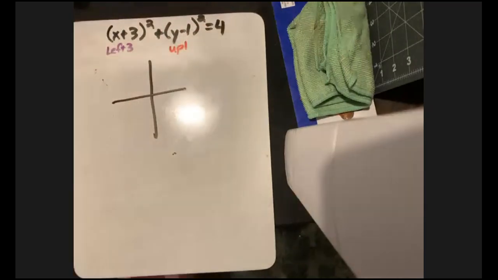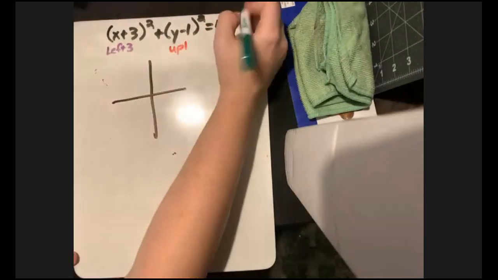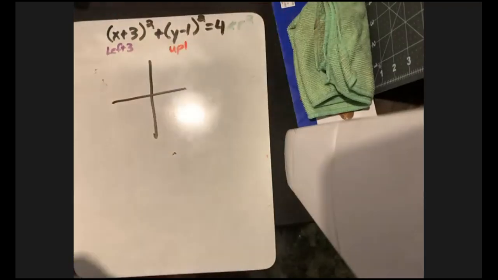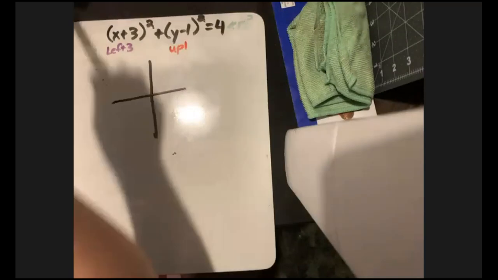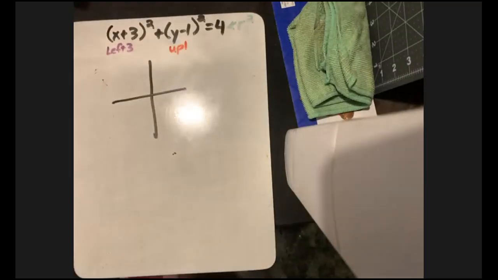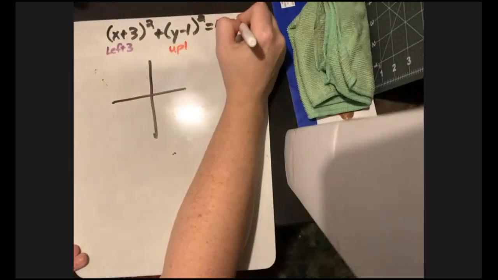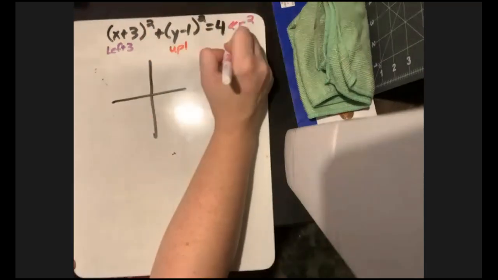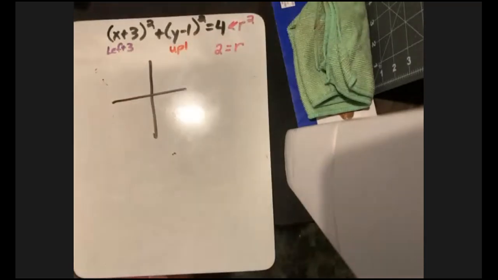Now, the other thing is, please remember that this is R squared. That is R squared, which means R in this one is 2, because R squared is 4, not R is 4. Please keep that in mind.